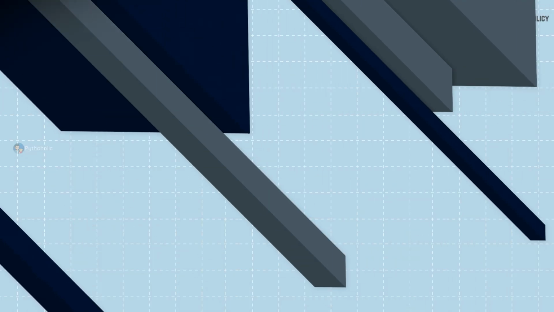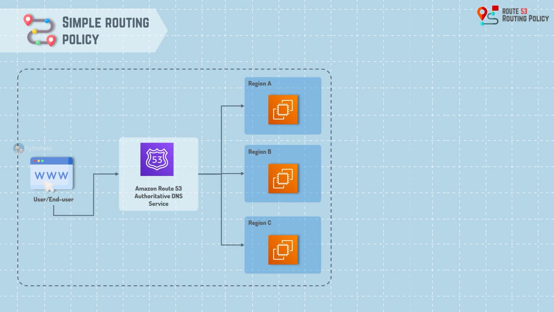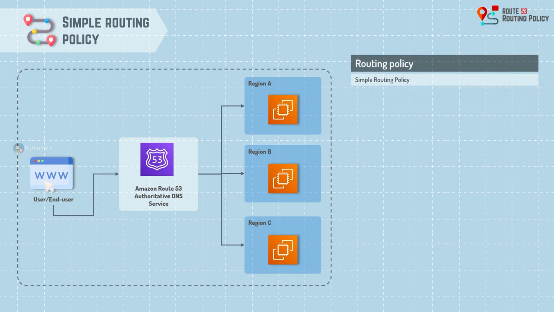So let's get started. The first one that we have here is simple routing policy. With a simple routing policy, you create a DNS record for your domain name and specify the IP address or DNS name of your resources. When a DNS query is received for your domain name, Route 53 responds with the IP address or DNS name that you specified in the DNS record. And if the IP address or the DNS name changes, you simply update the DNS record to reflect the new value. So we have a list of information that you need to provide while creating a simple routing policy. So make sure that you check them out. And if you want to read along, then please pause the video and go through this.